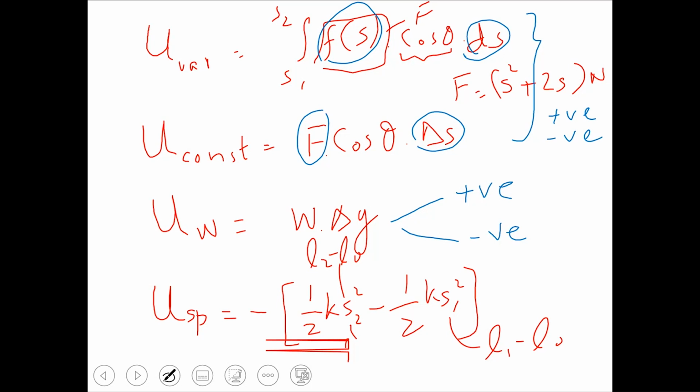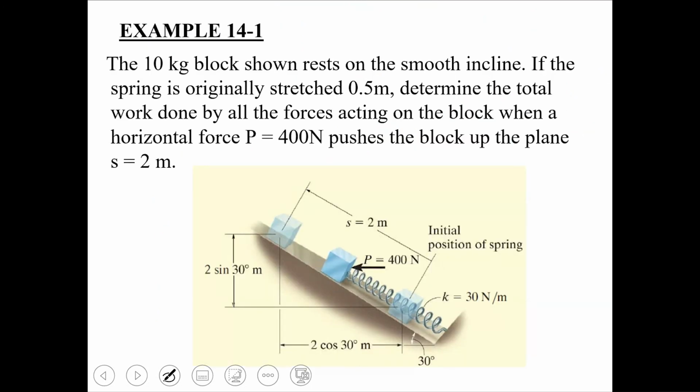So today we are going to move forward, and we are going to solve one example which is 14-1, in which all these forces are acting, and we need to find out the work done due to these forces. So I hope that example 14-1 slide is visible to all of you. Okay, first of all, reading the statement of this example, you have a 10 kg block which rests on a smooth incline. For simplicity, it is given that the inclined plane is smooth, so we are not going to include friction here.